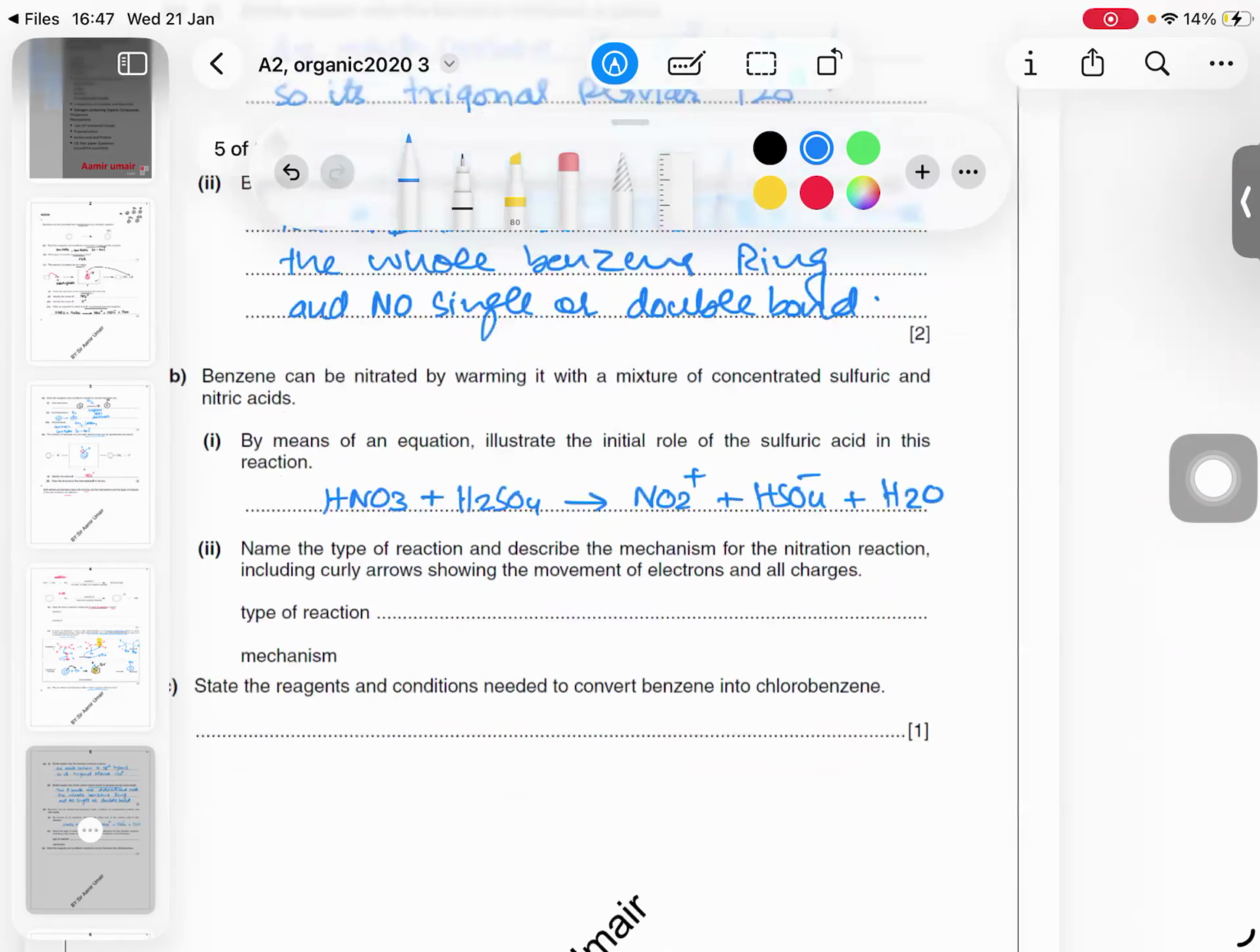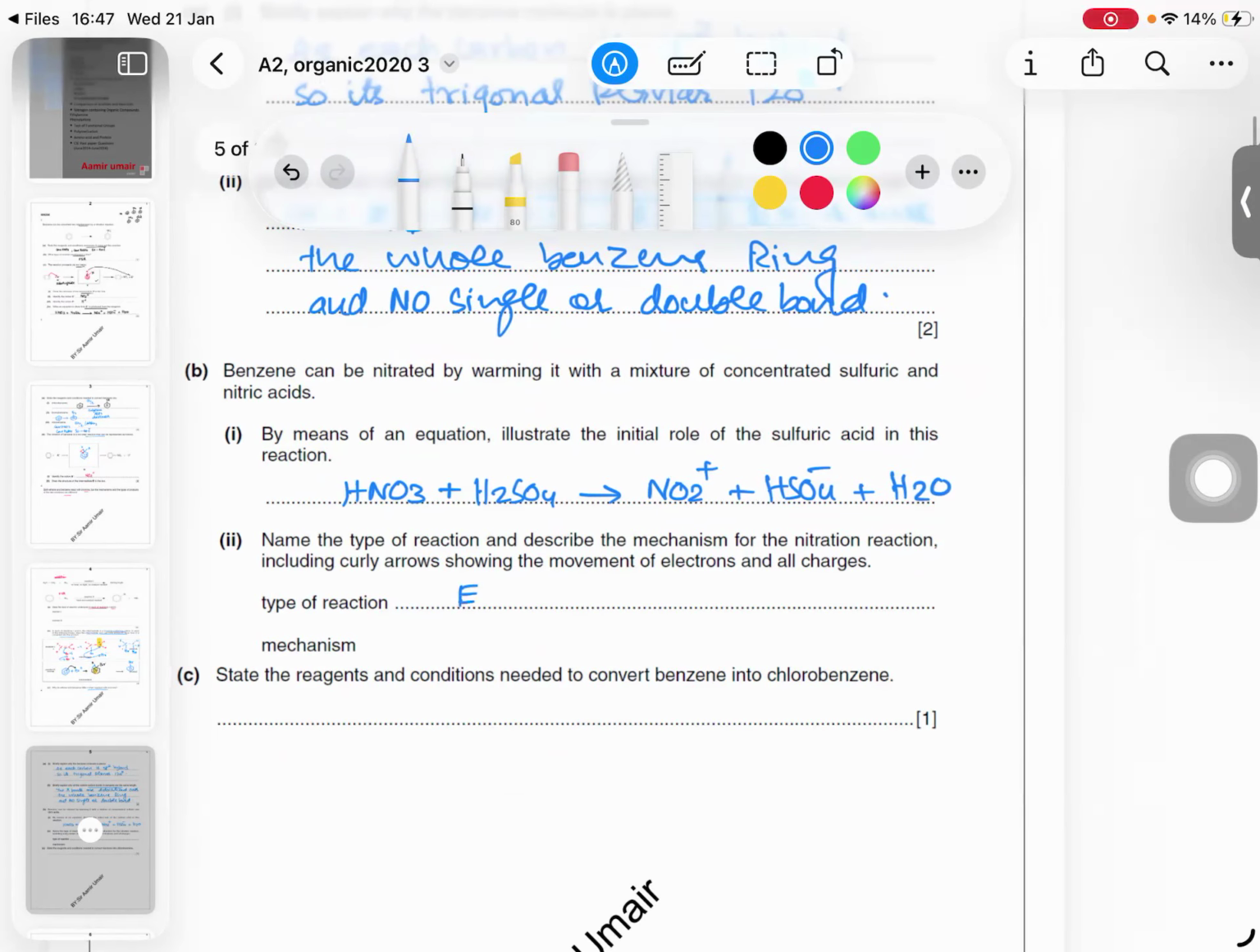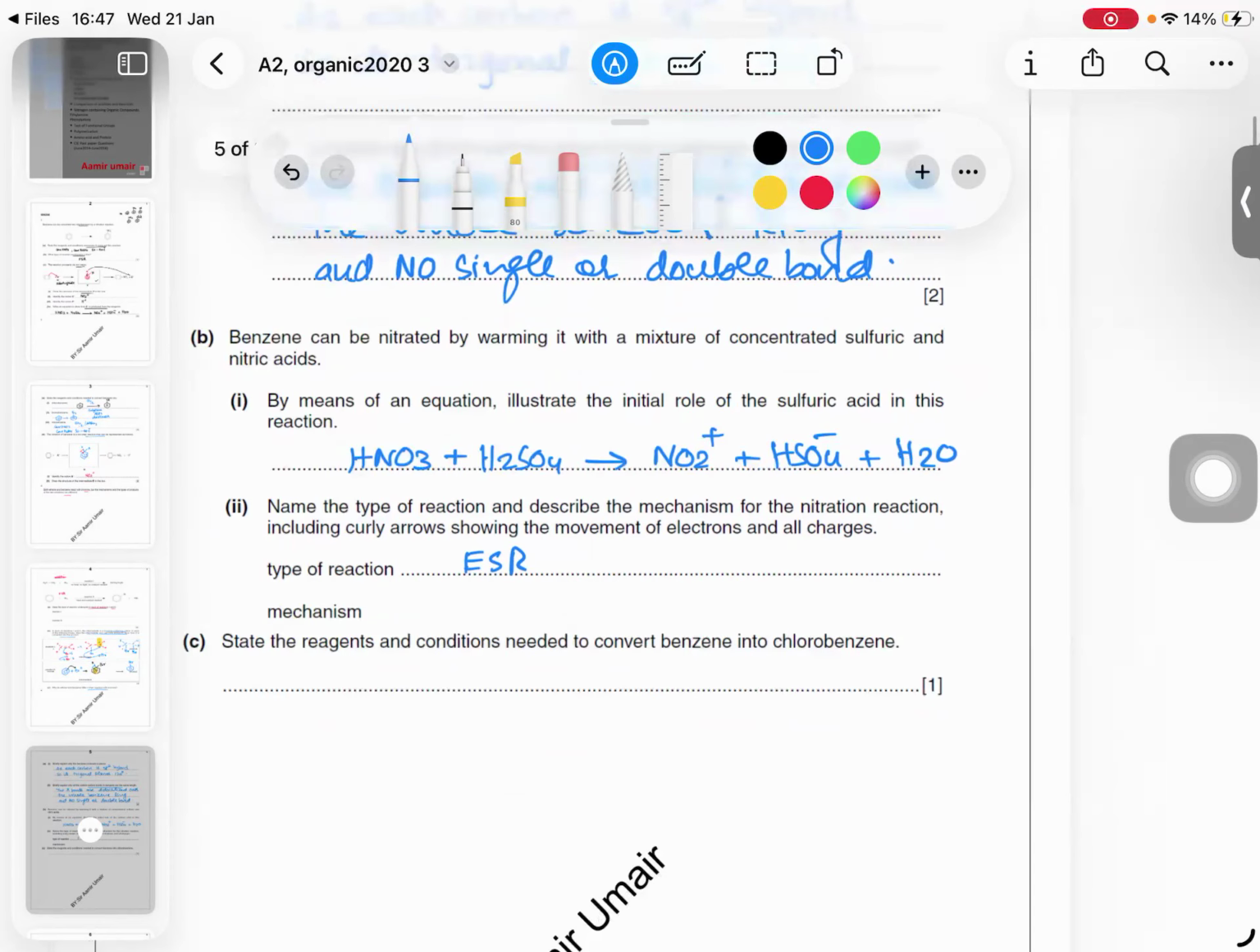Name the type of the reaction, and describe the mechanism for the nitration reaction, including the curly arrows showing the movement of electrons and all the charges. Type of the reaction? Yes, sir. Right, you have to write the full words: electrophilic substitution reaction. This mechanism that you have to draw, I'm not going to draw, we have drawn it so many times. State the reagent and condition needed to convert benzene into chlorobenzene. Benzene to chlorobenzene: Cl2, AlCl3 and darkness.